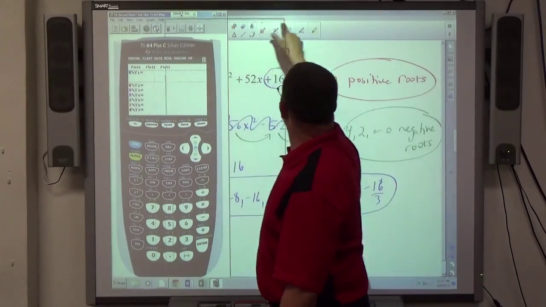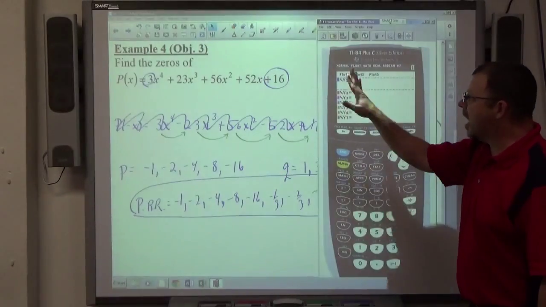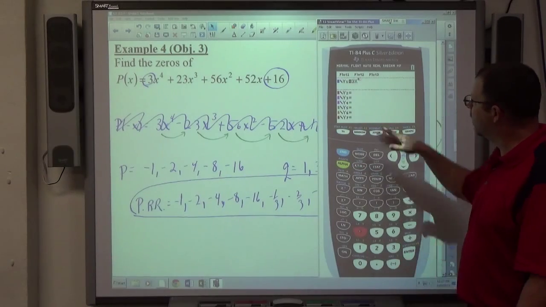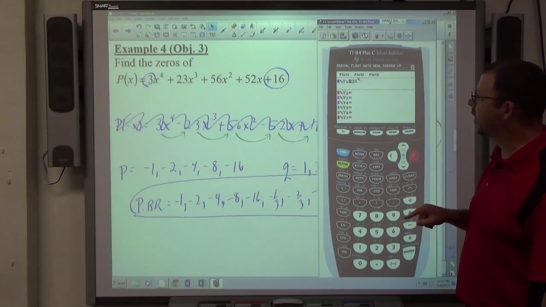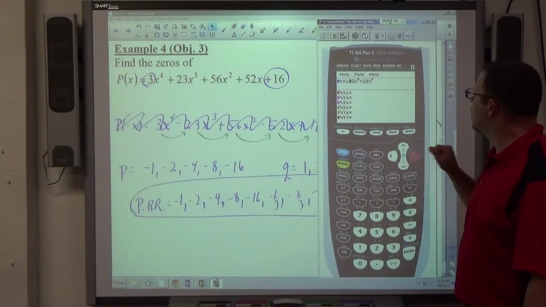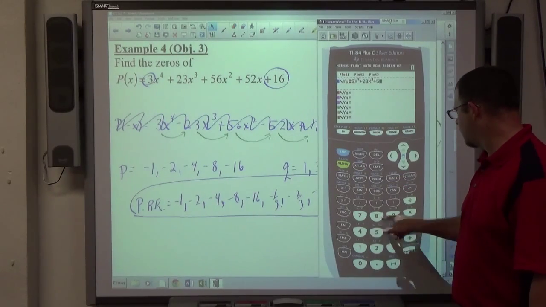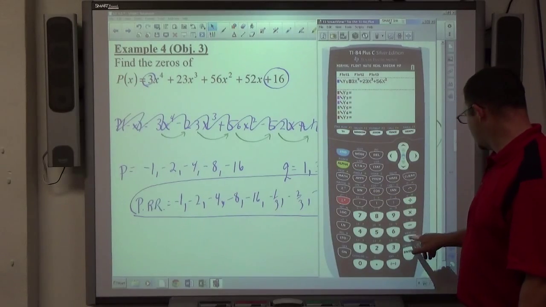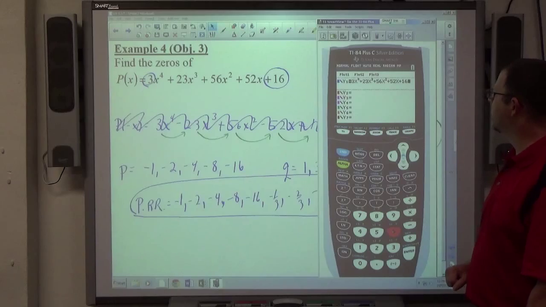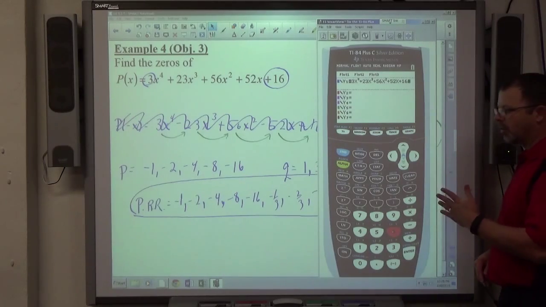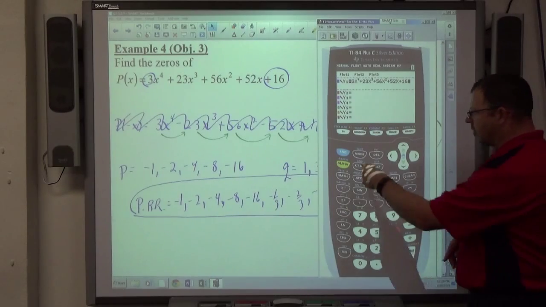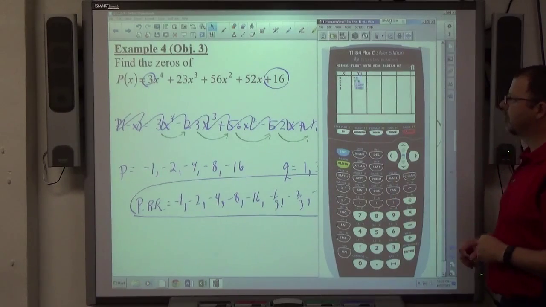So if I type in my function here, 3x to the fourth, be careful with the caret button, it brings you up top, you have to press right to get back down, plus 23x cubed, bring yourself back down, plus 56x squared, plus 52x, plus 16. Be very careful you type it in correctly. Okay, once it's typed in correctly, what I've got here is a list of all the possible rational zeros there are, right? So I come over here and start typing those numbers in.